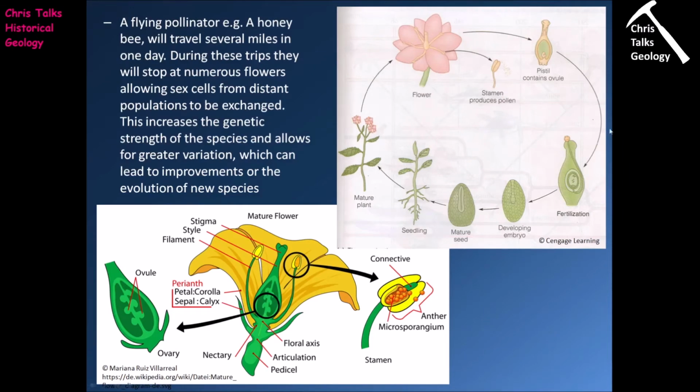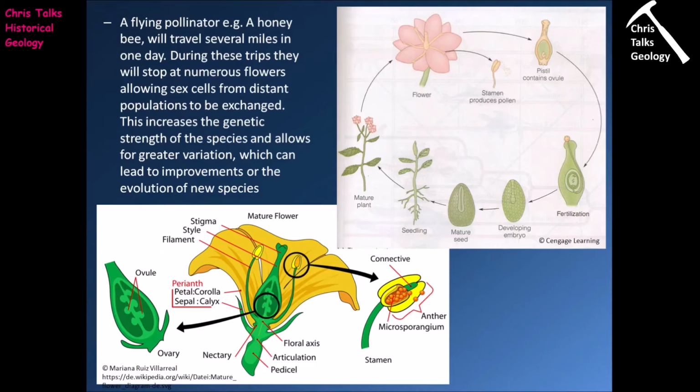So the basic process is relatively straightforward. So in your flower, you're going to have two portions in the middle of it. So you're going to have the stamens, and they're going to produce the pollen, the male sex cells. And then you're going to have the pistil, and this contains the ovule. So that's the location for the female sex cells. So what's going to happen is a pollinator is going to land on the flower. It's going to rub against the stamen, and some of the male sex cells are going to rub off onto the body of the pollinator.